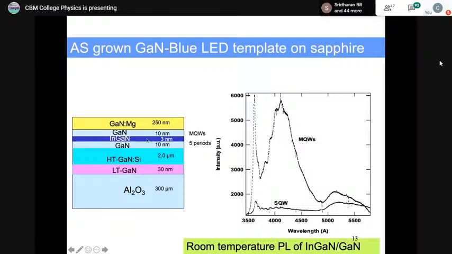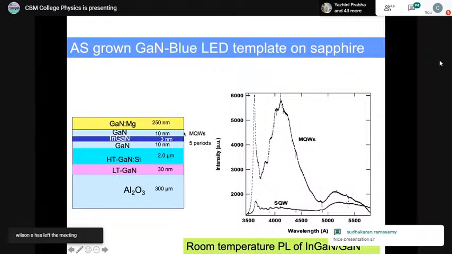So you can have lasing also in the same structure. This barrier and active region, barrier and well region, is repeated three to five times to have a multiple quantum well. So this one stack is repeated 5 times to have a multiple quantum well. After that, we have p-type gallium nitride on top of it to have a hole injection.